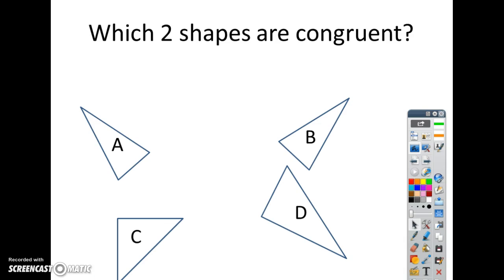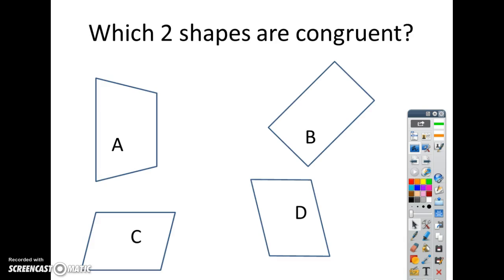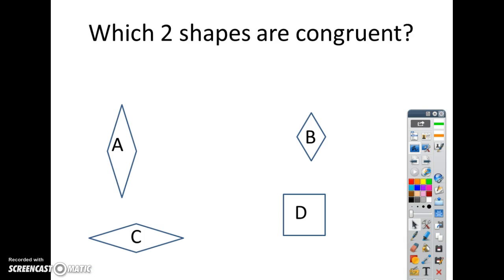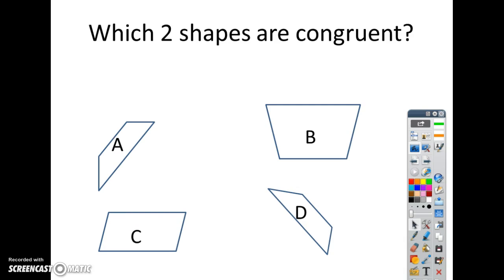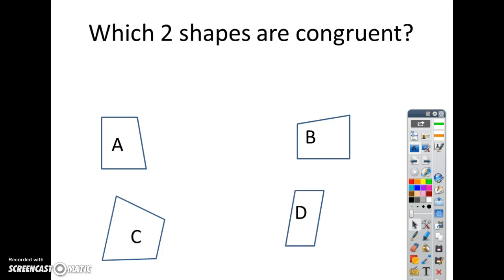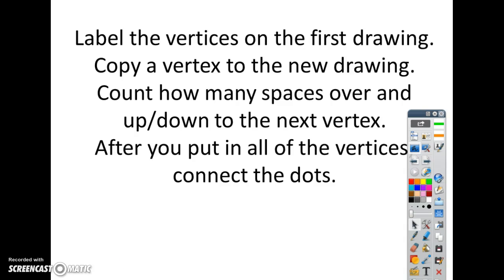These two look like A and B. These two have got to be A and D. And these two must be C and D. A and C. C and B. A and D. A and B. We got some stars. Looks like B and C.